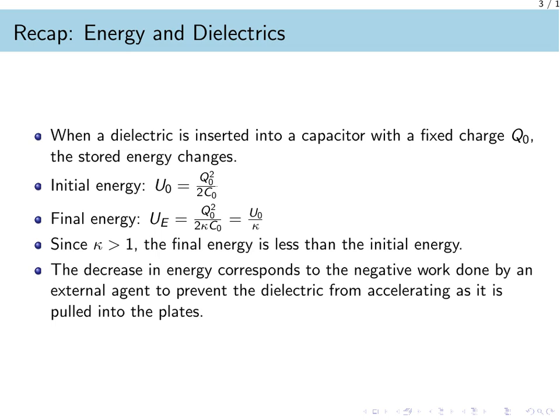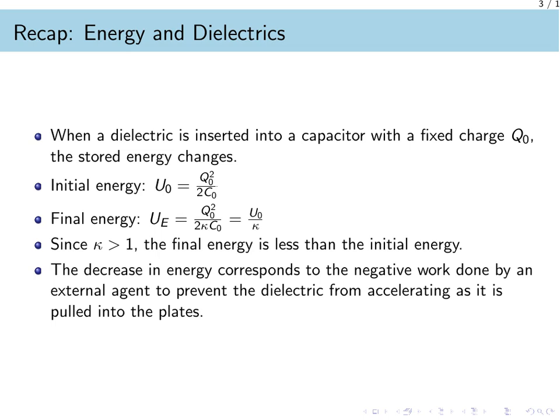Let us briefly recap the relationship between energy and dielectrics. When a dielectric material is inserted into a capacitor while keeping the charge constant, the stored energy changes. The initial energy is equal to the charge squared divided by twice the initial capacitance. The final energy becomes the charge squared divided by twice the product of the dielectric constant and the initial capacitance, which is mathematically equivalent to the initial energy divided by the dielectric constant.